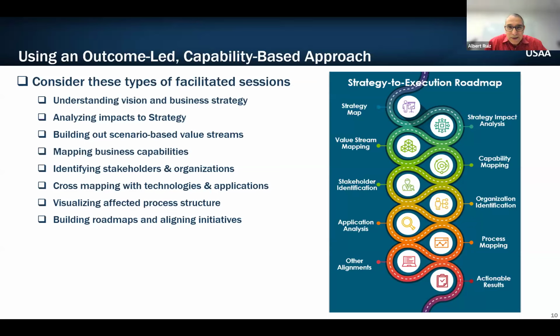So as business architects here at USAA, we help to facilitate sessions that could start with strategy map, but don't necessarily have to. We go as far as analyzing the impacts to a particular set of objectives. We could be mapping business capabilities and aligning those capabilities to a value stream. We could even be going down as far as looking at the different technologies and applications that could be associated with a potential strategic scenario. If you can go to the next slide, Ben.